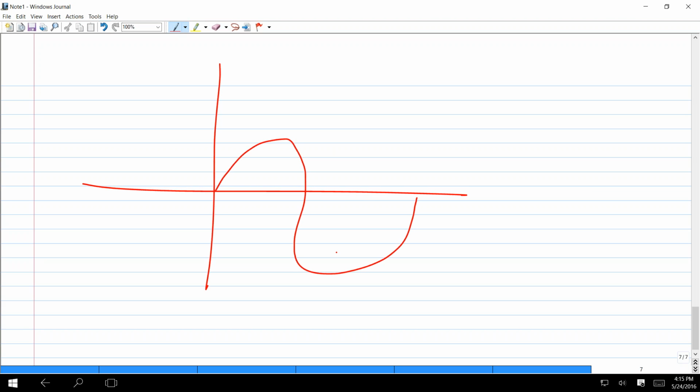Well, that's a function, it passes the vertical line test, but it doesn't pass the horizontal line test. So I can't really talk about the inverse of this sine function. But the inverse sine function is an extremely important function, and we want to be able to talk about it. The way we come up with an inverse sine function is we restrict the domain of the original function from minus pi over 2 to plus pi over 2.